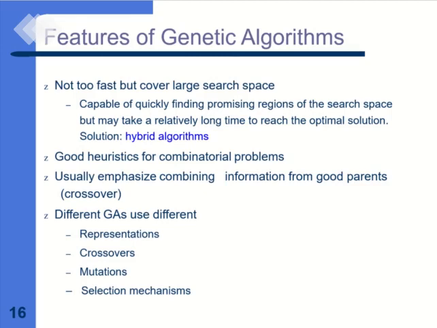Now the features of genetic algorithms. The main feature of the genetic algorithm is that it covers a large space but is not fast in processing the data. And the main features that we are going to speak about in detail in this presentation are the representations, the mutations, crossover and selection.